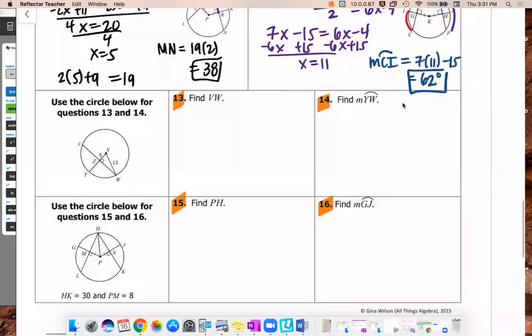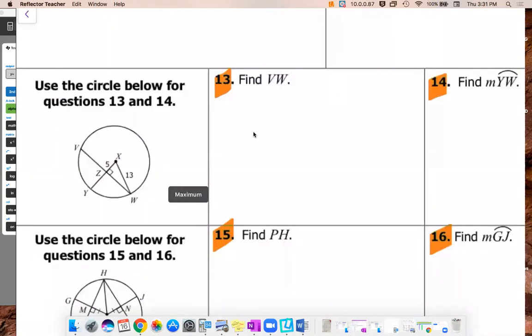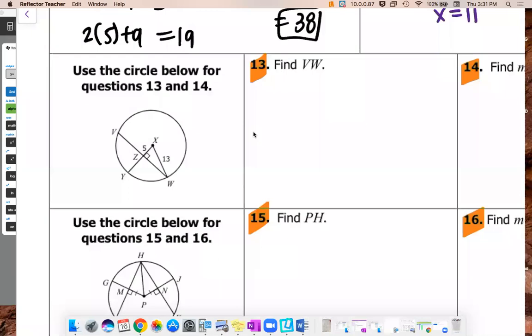And then these ones down here, you're going to need a calculator because it is a little bit strange. So we're going to do these ones together. So for 13 and 14 here, we're going to use this circle. And we're going to find VW for this first one. So we're looking for VW. So we want this entire length right here for the first one.